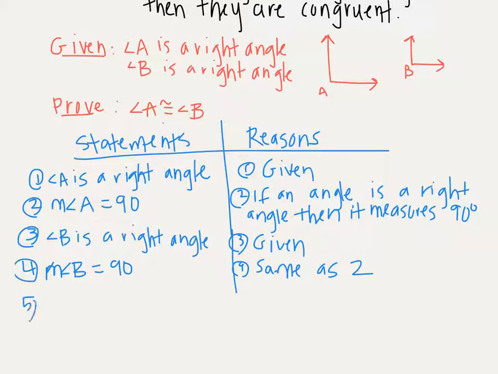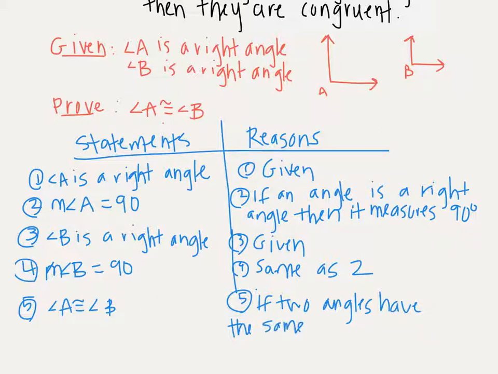Okay, our next statement, statement number 5, is going to say that angle A is congruent to angle B. And we know this because if two angles have the same measure, then they are congruent. Right? The definition of congruent is when two angles have the same measure. So that's basically the definition of being congruent.